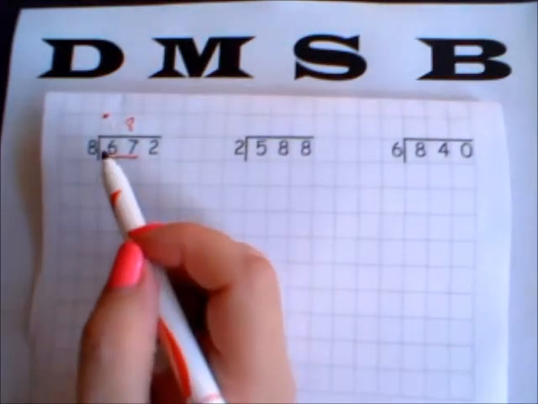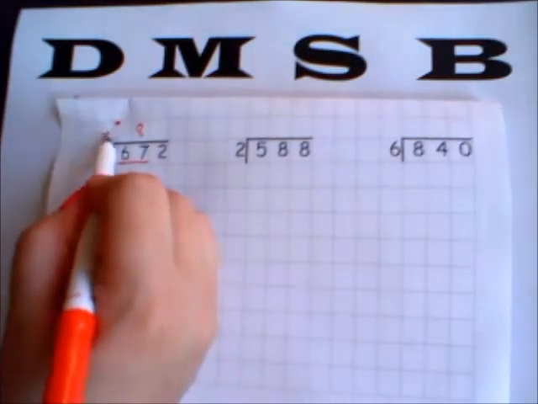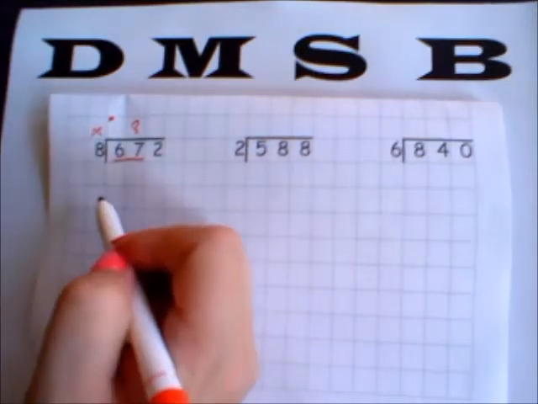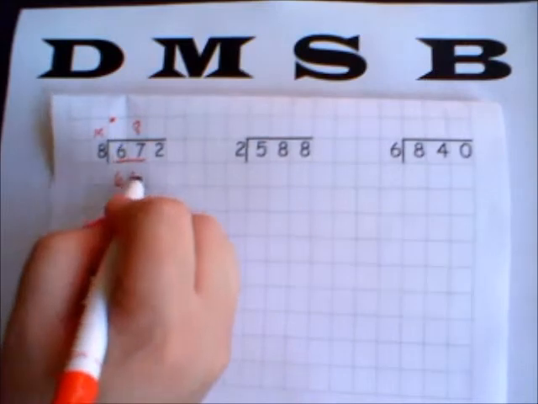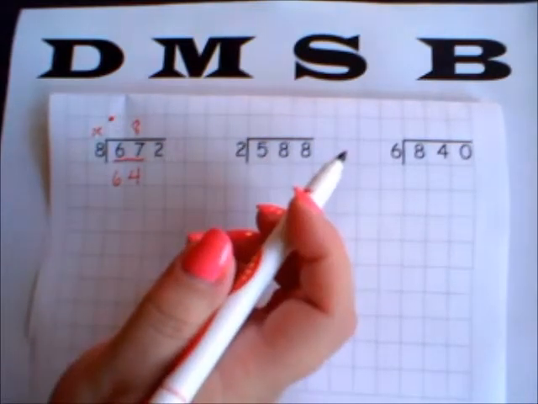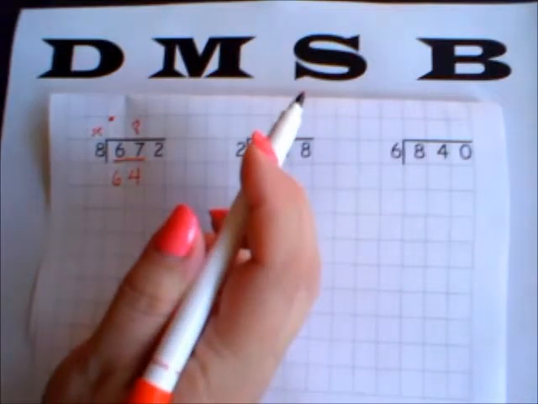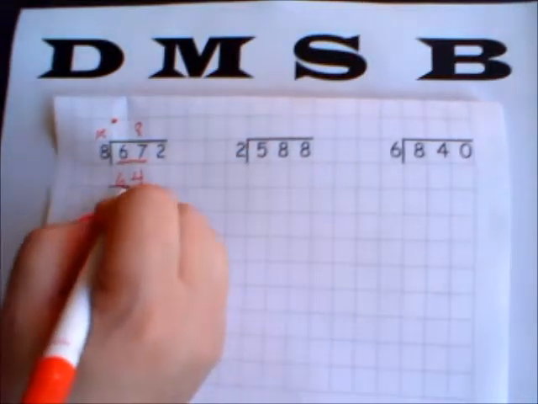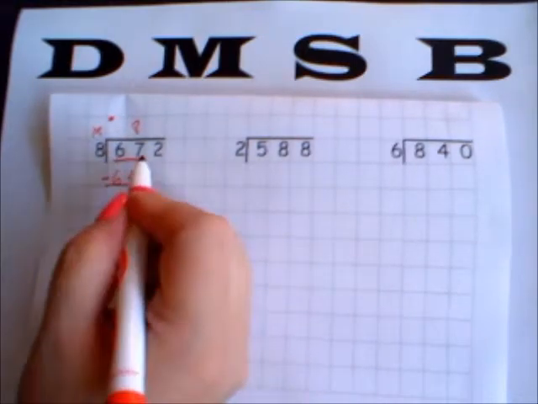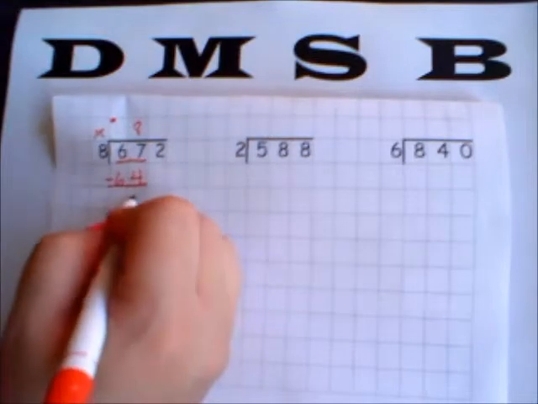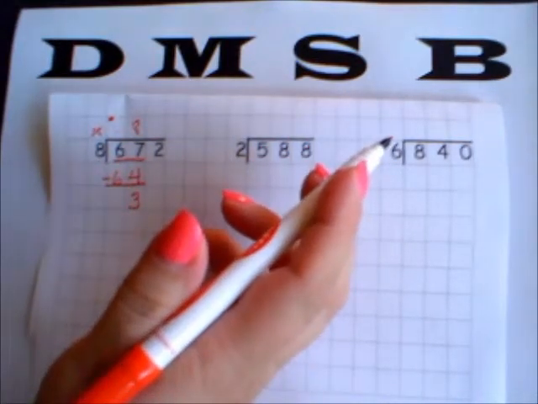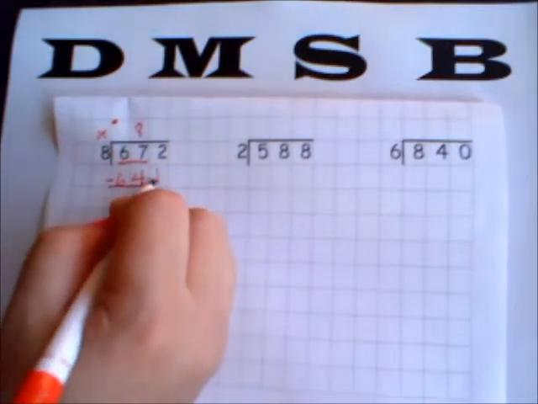Then our next step is to multiply. So we're going to multiply 8 times 8, and we're going to get 64. According to our DMSB loop, our next step is to subtract. So we are going to subtract 64 from 67. 7 minus 4 is 3. Our next step is to bring down. So we're going to bring down our 2.